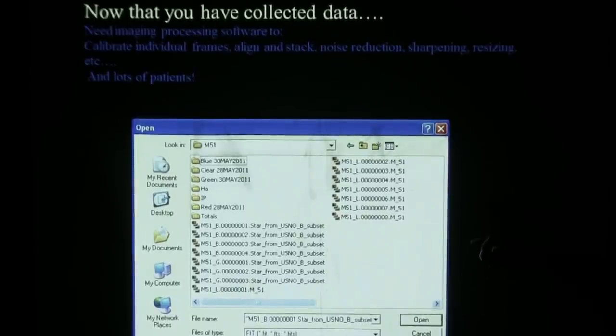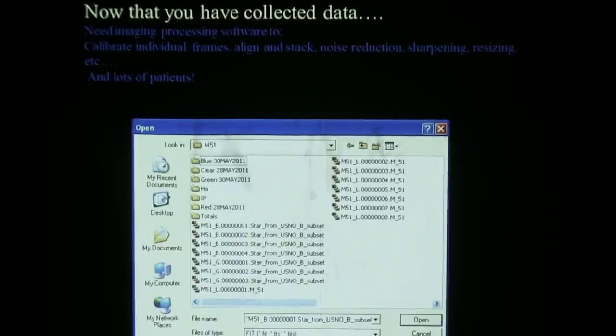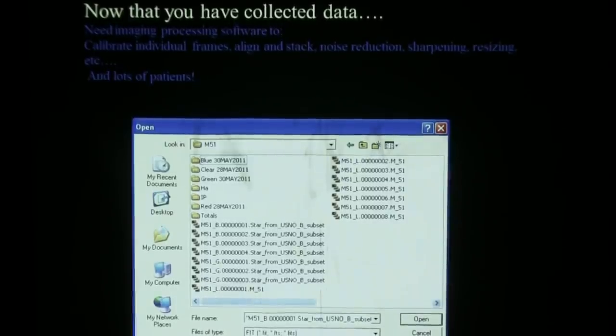This was M51. This was taken from New Mexico. We actually started May 28th, and we finished up on the 30th. So that was over three nights. As a matter of fact, the last night that we finished, we got the last green frame, and I believe 1 hour later, that's where they discovered that supernova. So we say, that's the luck of the draw.